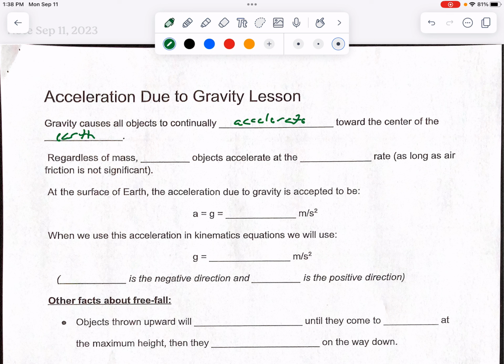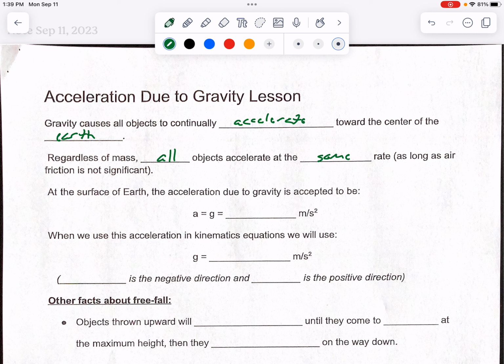Okay, that's pretty easy. Basic third grade science on that one. Regardless of mass, all objects accelerate at the same rate. Now it says as long as air friction is not significant. We're not worried about air resistance in these problems. We're just focused on basic physics. Okay, so what basically that means is no matter the size, gravity will affect it at the exact same rate.